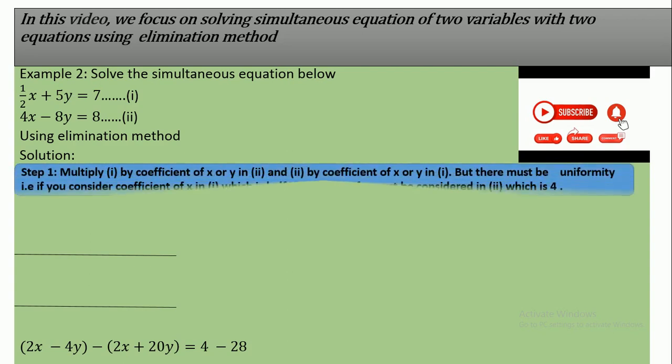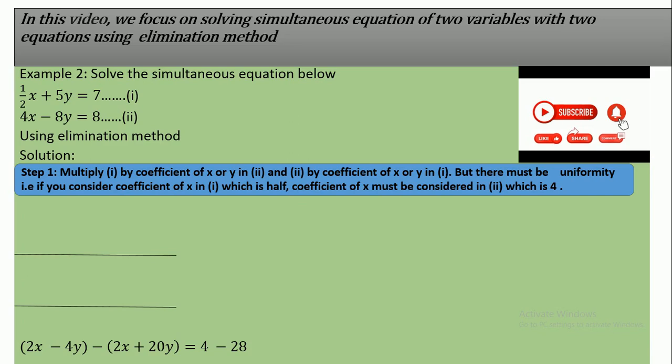Step 1. Multiply equation 1 by coefficient of x or y in equation 2, and equation 2 by coefficient of x or y in 1. But there must be uniformity. What do we mean by uniformity in this sense? We mean that if you consider coefficient of x in the first equation, which is half, 1 over 2, the coefficient of x in the second equation must also be considered, which is 4.